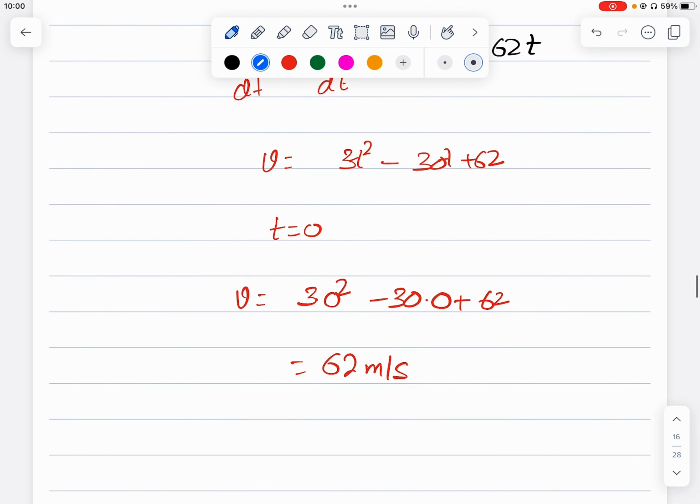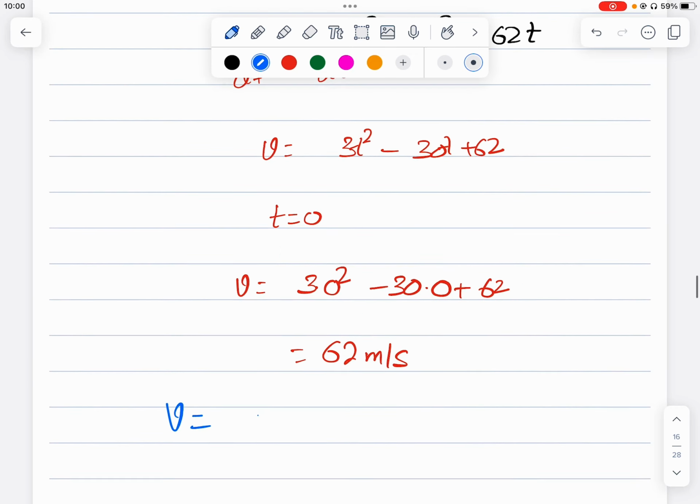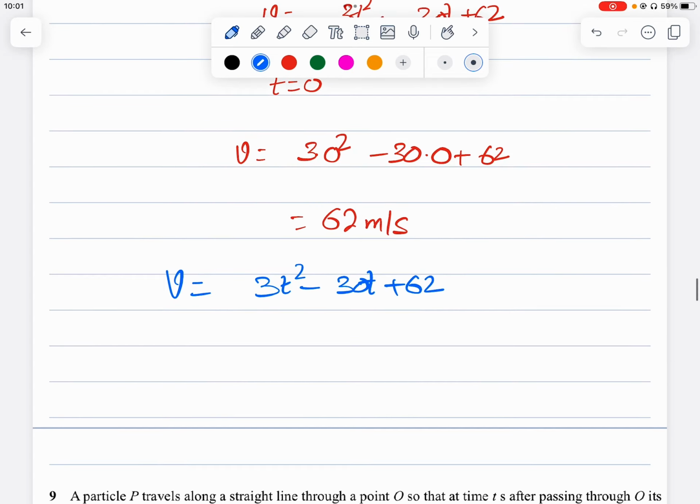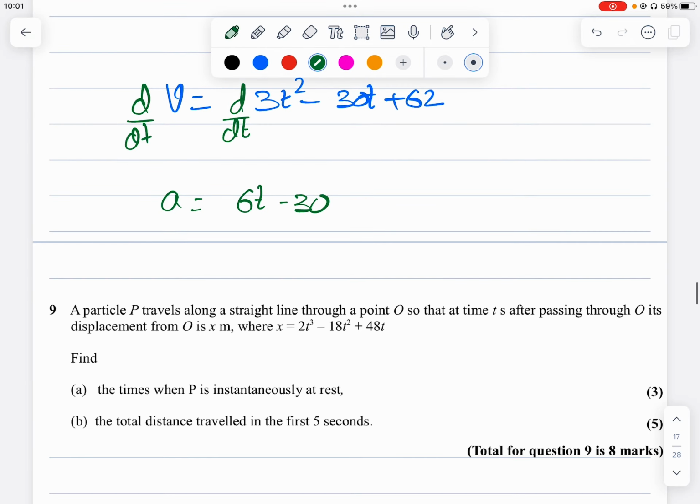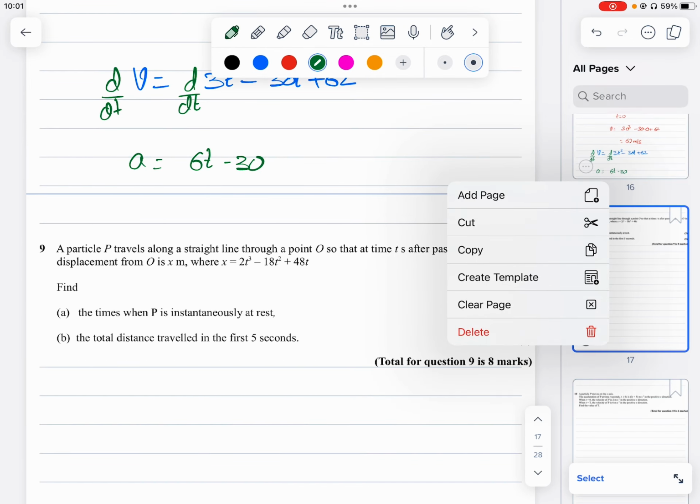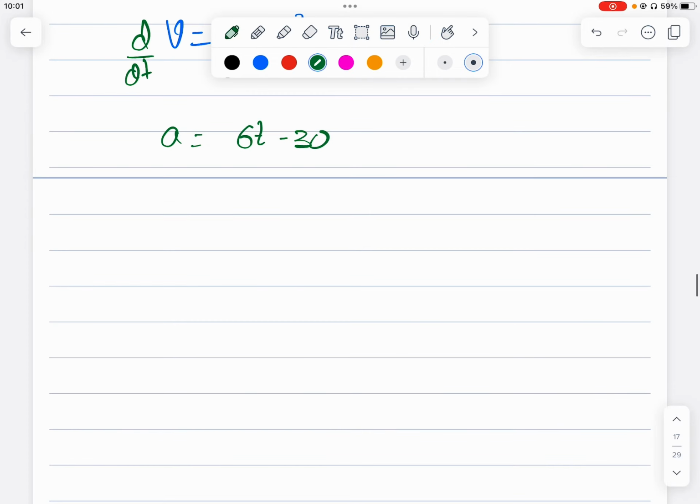The value of t for which it has 0 acceleration. So just now we got the velocity as 3t square minus 30t plus 62. Find the derivative of that one. It becomes the acceleration. So acceleration equals 6t minus 30. So acceleration should become 0. So 6t minus 30 should be equal to 0. 6t equals 30. t equals 5 seconds.